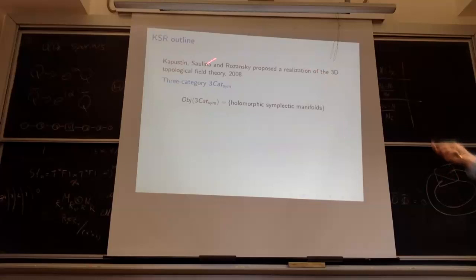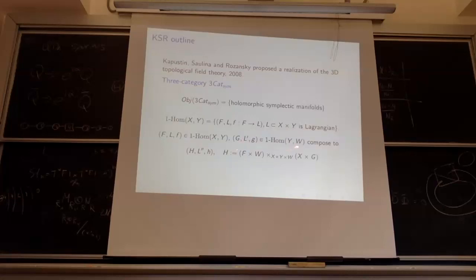So, okay, here's an extraction of the theory. Basically, we want to construct some kind of a three-category where the objects are holomorphic symplectic manifolds. What are the morphisms between these holomorphic symplectic varieties? Well, you take a holomorphic Lagrangian inside of the product of them, together with a fibration over the Lagrangian. That's the morphism between two holomorphic symplectic varieties.